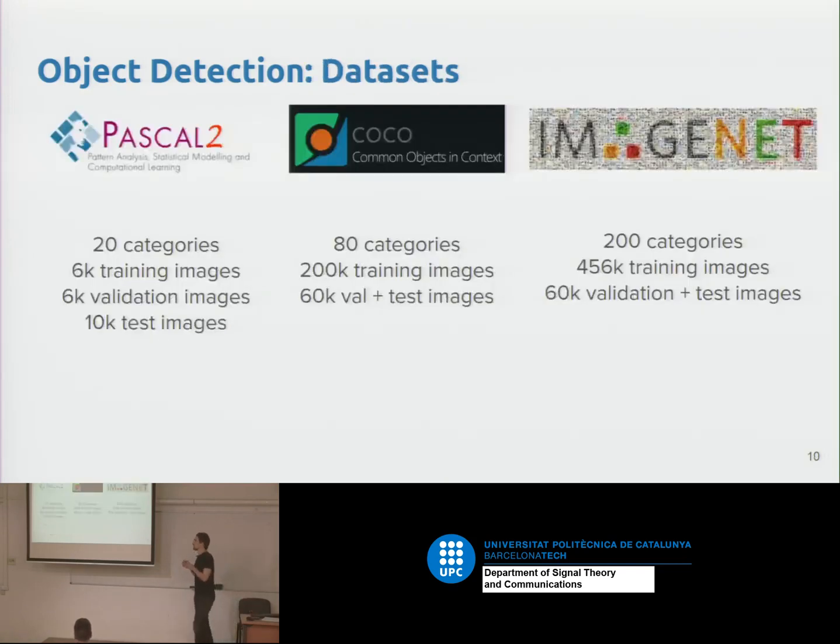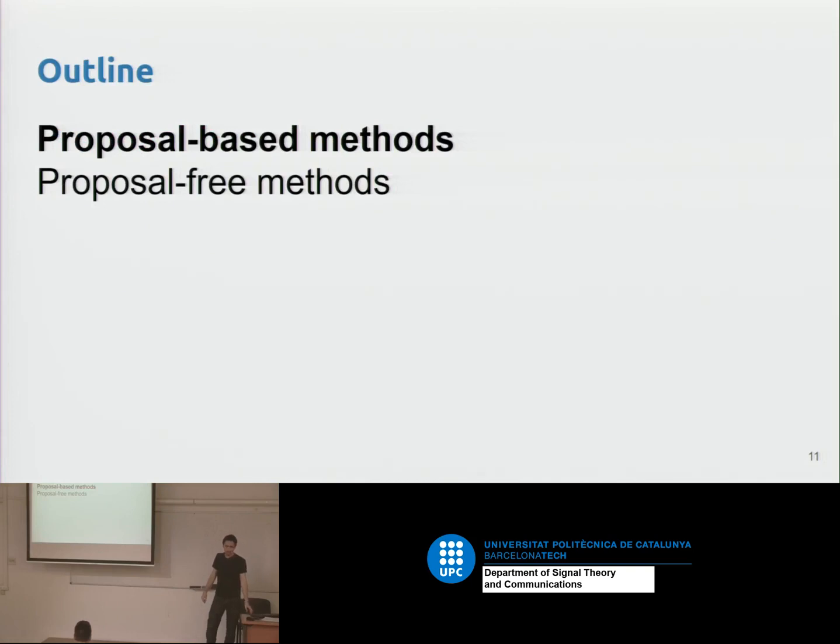Before that, I will just present some datasets that are used for object detection, which are Pascal, which has 20 categories, and bigger datasets like COCO and ImageNet. If you want to play with them, you have them here. In object detection, we differentiate between two categories. The first is the proposal-based methods, which rely on an algorithm that proposes these bounding boxes instead of having that explosion of bounding boxes we saw, and the proposal-free methods, which don't rely on any method that makes proposals.